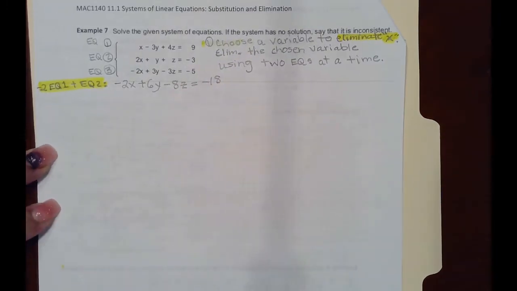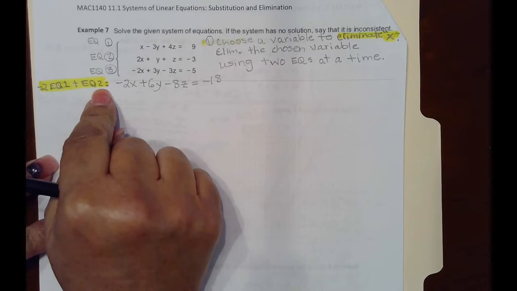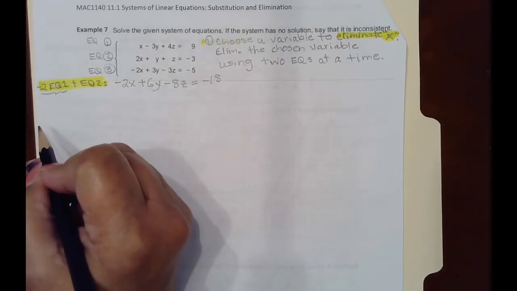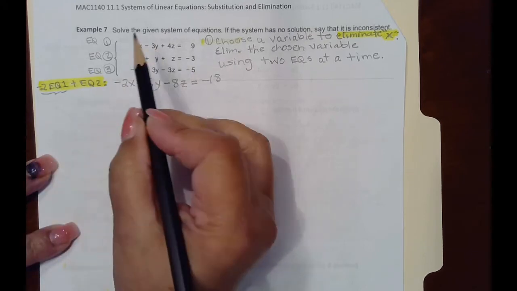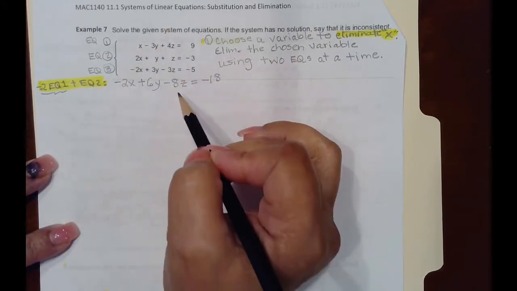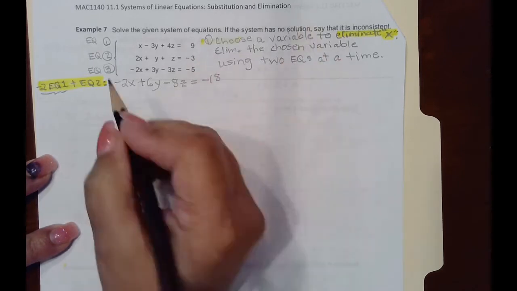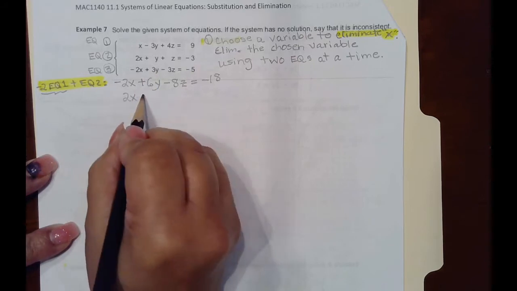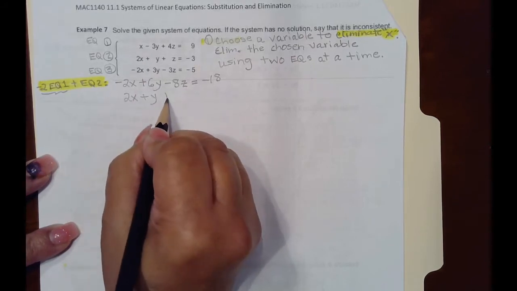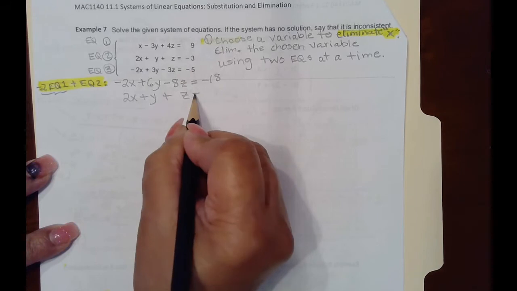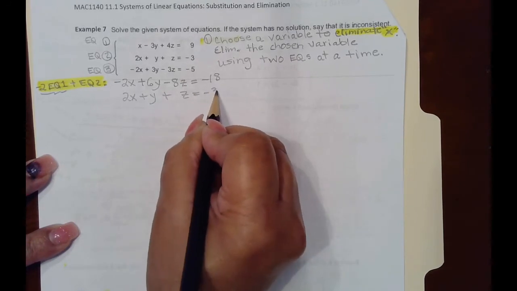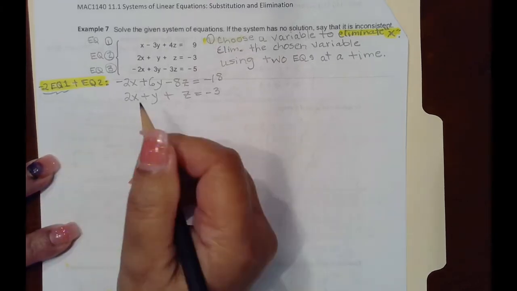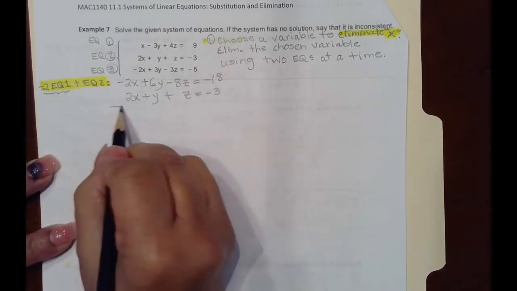Okay, then if I'm going to add it to equation 2, then I need equation 2 here. So far I did this part. I multiplied everything in equation 1 by negative 2: negative 2x, positive 6y, negative 8z, and negative 18. Now I'm going to put equation 2 untouched, 2x plus y plus z. I'm already in a situation where the x's are going to cancel, as is my original plan to eliminate the x's, but only on 2 equations at a time.